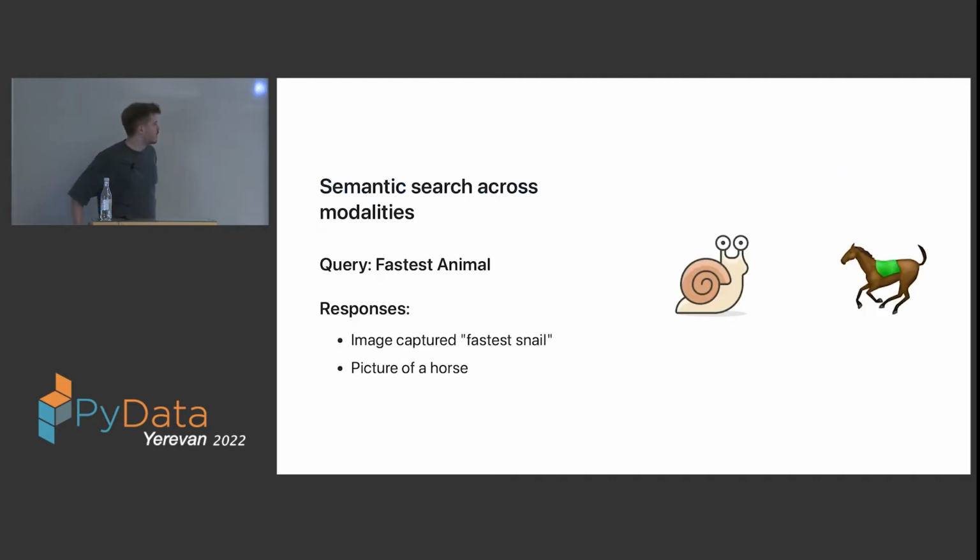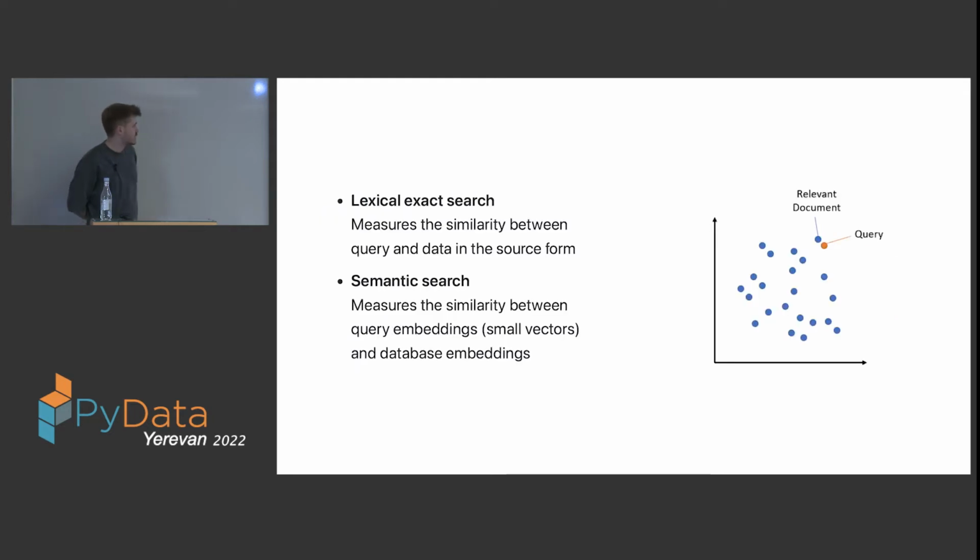Okay, so why do we even need semantic search? Why do we need a more intelligent search than exact or lexical search? Picture the query: you want to find the fastest animal and you are trying to find images. Sometimes both answers can happen. The fast snail. A snail is an animal, obviously, and you can get it as a response, but that's not what you want. You wanted to find the horse. So let's try to build a search a bit more intelligent than the lexical exact search.